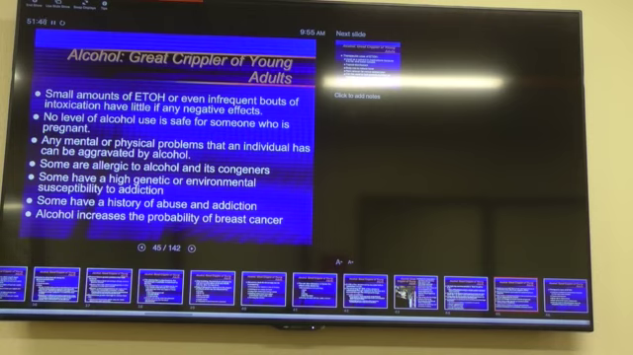Small amounts of ethyl alcohol or even infrequent bouts of intoxication have little, if any, negative effects. So being a social drinker is not that bad. It doesn't really hurt you. No level of alcohol use is safe for someone who is pregnant. It goes right to the baby's brain. Any mental or physical problems that an individual has can be aggravated by alcohol. Some are allergic to alcohol, and some people are allergic to the congeners that they use to flavor the alcohol.